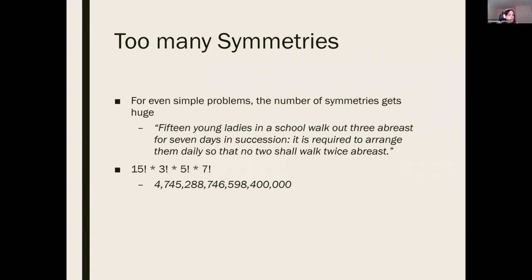Even for simple problems, the number of symmetries can get huge. So back to the schoolgirl problem again, I figured out the number of symmetries. So we have the 15 schoolgirls, the 3, the 5, the 7. And so we end up with, I'm not going to attempt to pronounce what that number is. That is more constraints than constraint solvers will accept. So we have to do something else.